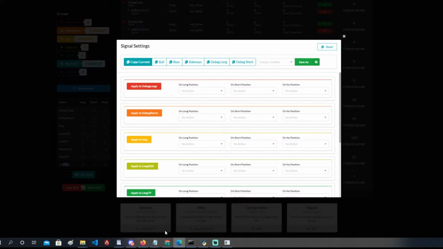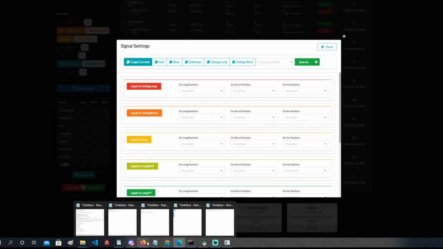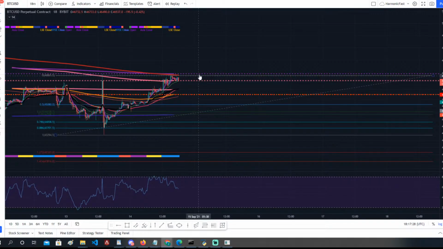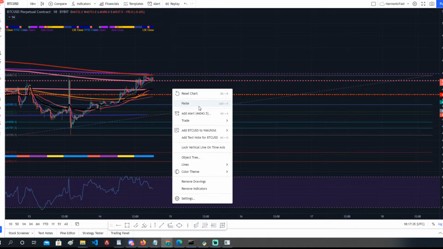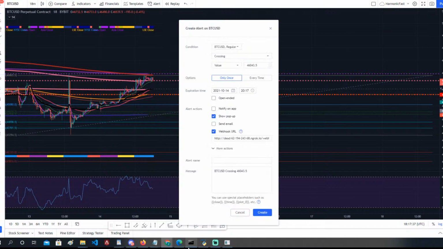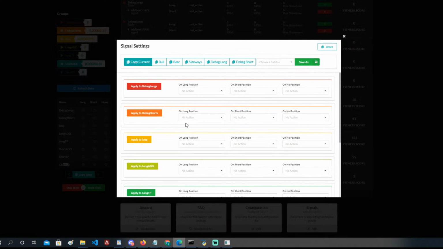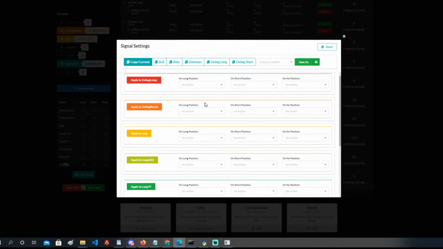Now let's go back to our chart and actually find out what we are looking for currently. Let's try to buy the VWAP. So I want to set up an alert here. Okay, and I go back to my user interface to write my alert message that TradingView will understand.